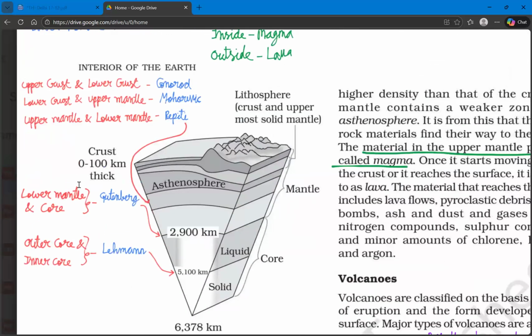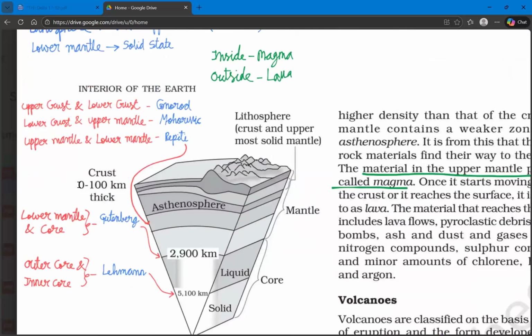So let's revise the discontinuities. The first one, Conrad discontinuity, comes between upper crust and lower crust. And then we have Moho or Mohorovičić discontinuity, which comes between lower crust and upper mantle. The third one is Repetti discontinuity, which comes between upper mantle and lower mantle. Then we have Gutenberg's discontinuity, between lower mantle and outer core. And last we have Lehmann's discontinuity, which comes between outer core and inner core.